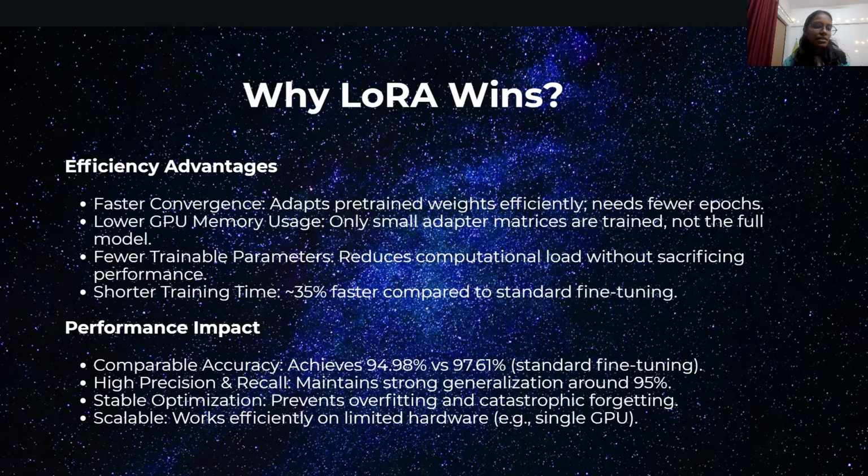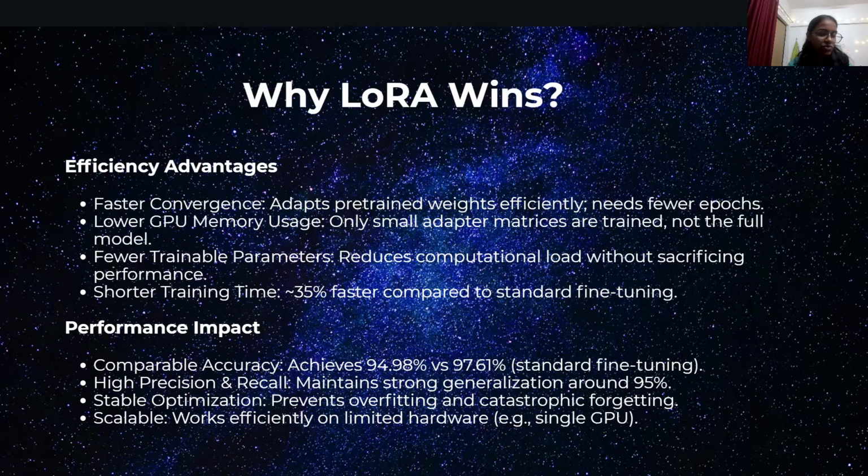So after seeing this, the next thing worthy to talk about is why LoRA wins compared to our standard fine tuning. Let's first talk about faster convergence. Since LoRA only adapts small low rank matrices instead of retraining millions of weights, it learns new tasks much faster. In our case, it required fewer epochs to reach optimal accuracy.